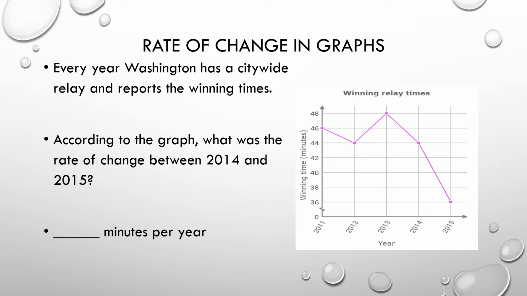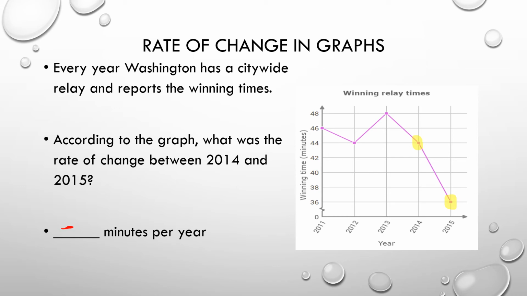Okay, let's look at another graph. Every year, Washington has a citywide relay and reports the winning times. According to the graph, what was the rate of change between 2014 and 2015? So we're looking at 2014 and 2015. So we can see that that decreased. So that is a negative answer.